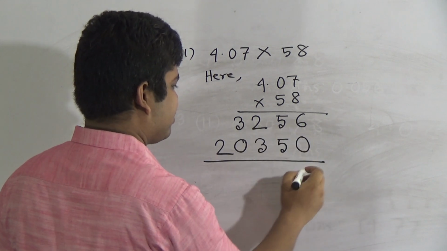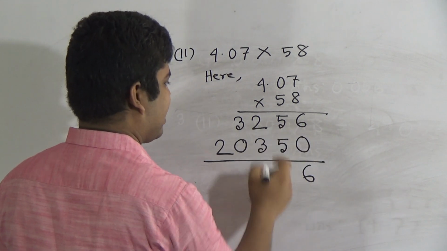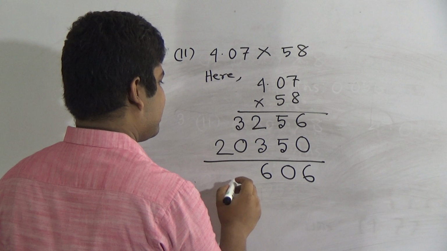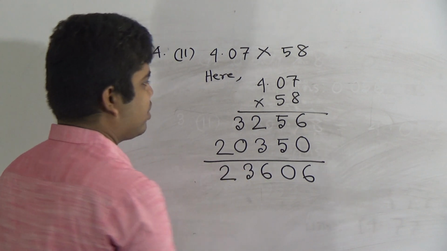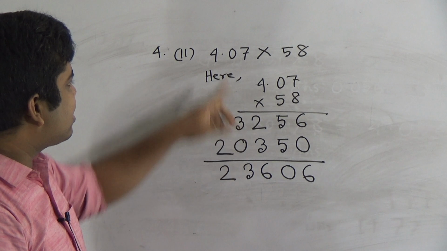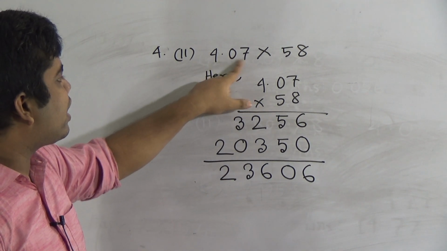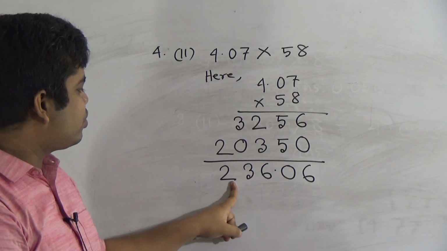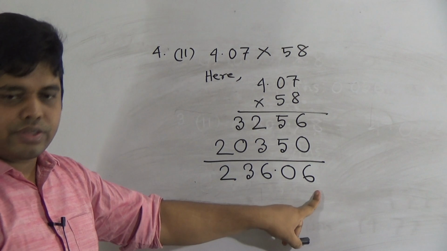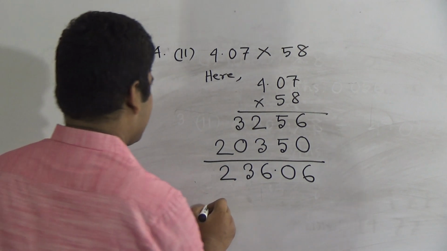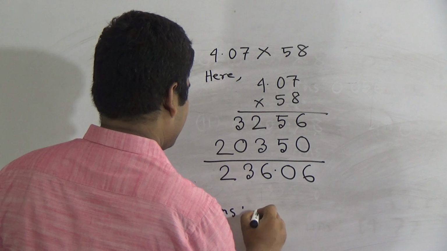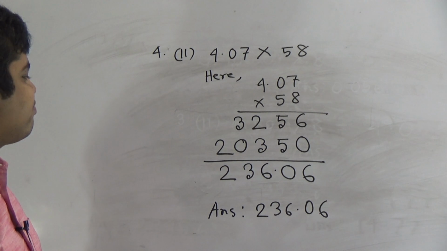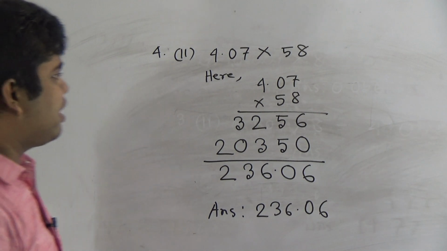Okay, now dear student, 6 is written here. 5, 5, 10, carrying 1, 3 plus 2, 5, 1, 6, 3 and this 2. So notice, after the point there are 2 digits, 1 and 2. So we write the point here. 236.06 is the required answer. Okay, question number 11 is done.